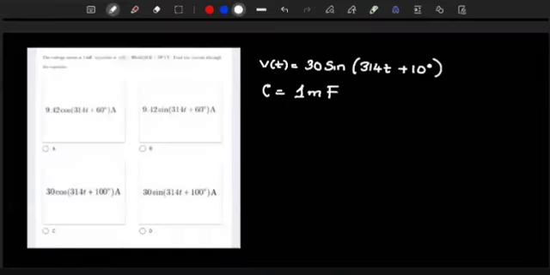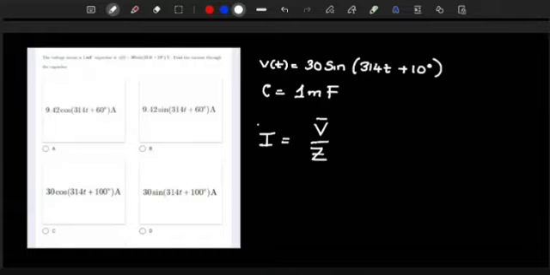So for this question, they want us to find the current through the capacitor. They've given us the voltage across it, and they've given us the capacitance. So if we want to find the current, we'll use Ohm's law for phasors, which is the voltage in phasor form divided by the impedance of the capacitor.